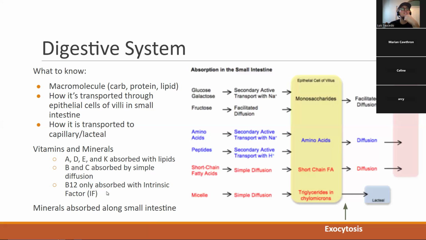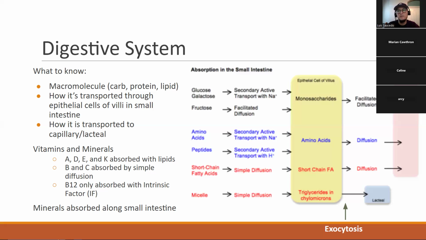The other questions you could be asked are vitamins and minerals. So know that vitamins A, D, E, and K are absorbed with your lipids or your fats. And then B and C can just be absorbed straight through with simple diffusion. And then specifically for B12, you do need intrinsic factor. And that's also released in the stomach. That's one of the secretions of one of the stomach cells, which you could see in my other video as well. And then all minerals are just absorbed through the small intestine.